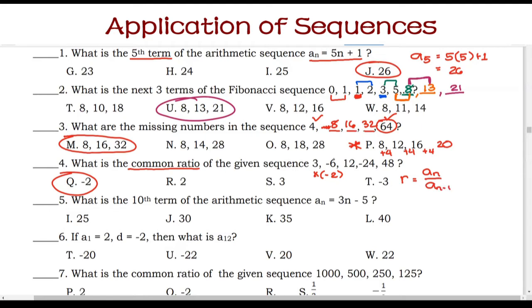Anong ibig sabihin niya? Tingnan nyo to ha. Ito yung A1. Okay? Ito yung A2. Ito yung A3. Ito yung A4. Ito yung A5. Okay? So yung R, pwede nyong gamitin yung A2 at saka A1. Okay? Pwede rin ang A3. Tapos, ang nasa ilalim, A2. Okay?